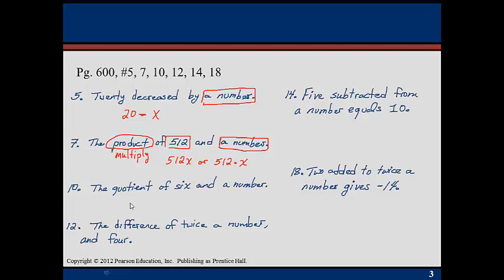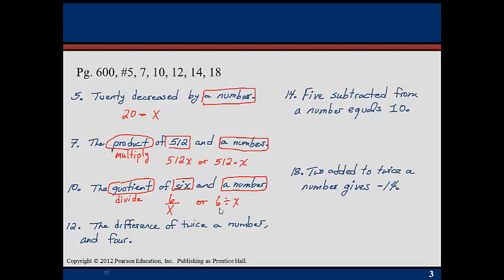Number 10, we have the quotient of 6 and a number. Quotient means divide. So we're going to divide 6 and a number. 6 is going to go on top, so we're going to have it as 6 divided by a number, which is going to be x. You can write it like this, or you can write it 6 divided by x.